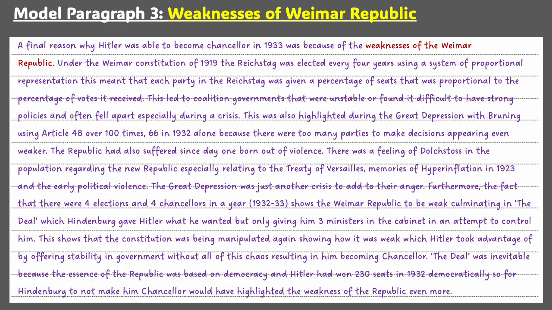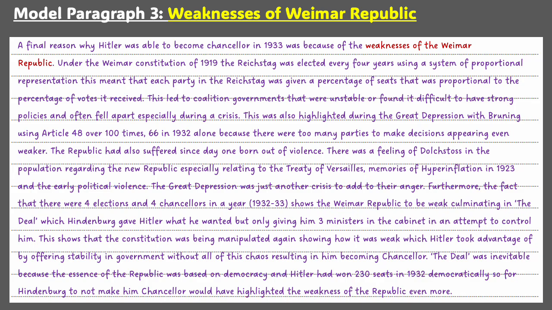So carrying on then, the Republic had also suffered since day one, born out of violence. There was a feeling of Dolchstoss in the population regarding the new republic, especially relating to the Treaty of Versailles, memories of hyperinflation in 1923 and the early political violence. Can you see how I've done that in one sentence? I've harked back to the very, very beginning in one sentence. Some of you did a whole paragraph on this. The Great Depression was just another crisis to add to their anger.